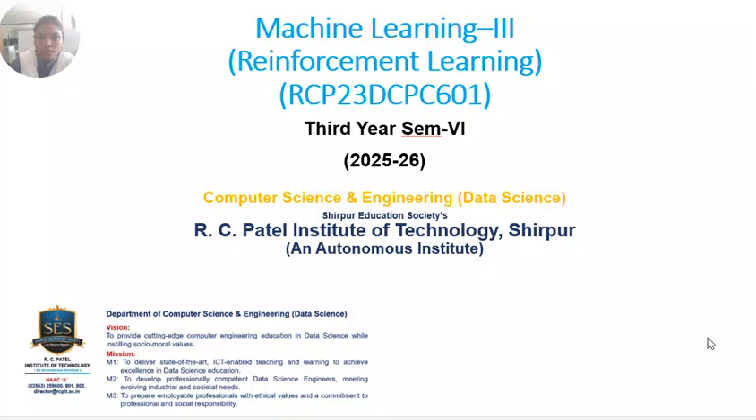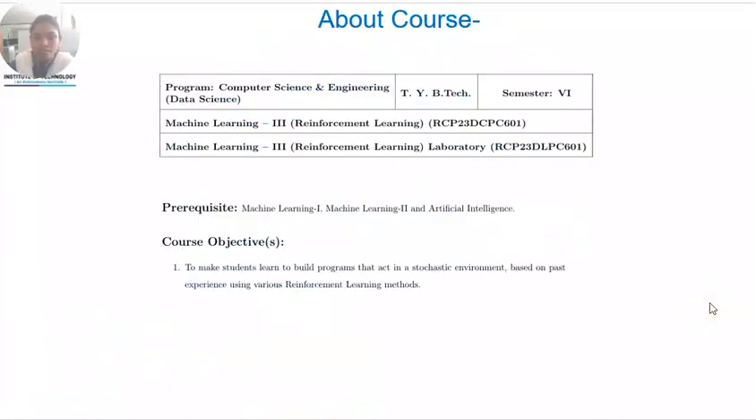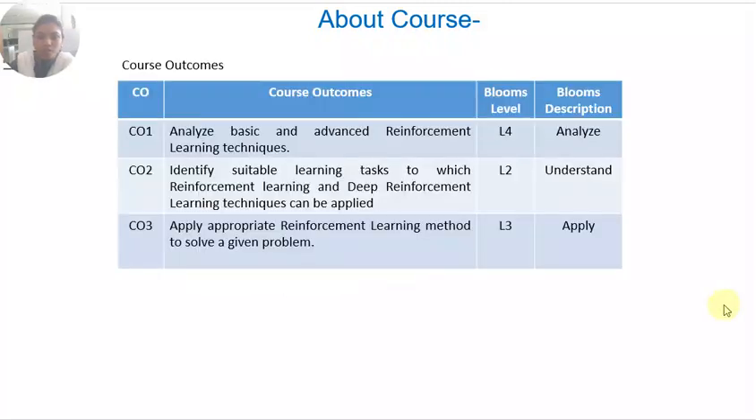So today we are focusing on machine learning 3, that is reinforcement learning, which is offered in semester 6 for the third year students. So these are the prerequisites: machine learning 1, machine learning 2 and artificial intelligence. The course objective for the subject is to make students learn to build a program that acts in a stochastic environment based on past experience using various reinforcement learning methods. There are a total of 3 course outcomes.